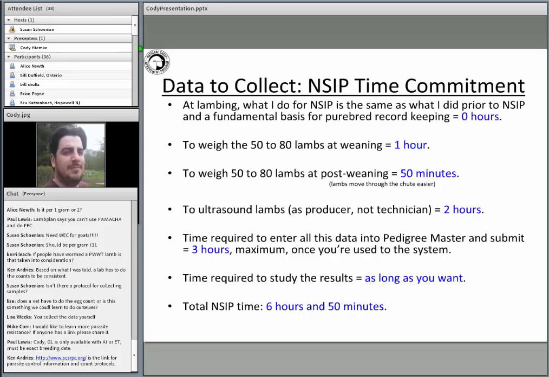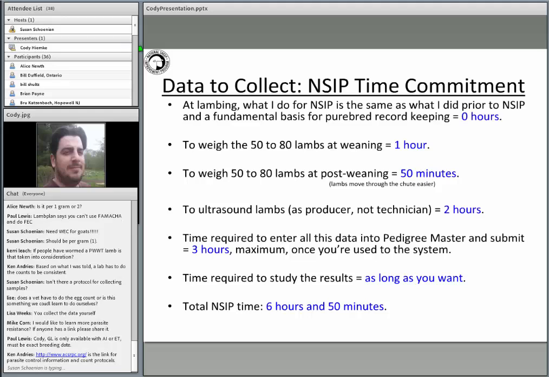To weigh anywhere from 50 to 80 lambs at weaning is going to take me an hour from setup, running the lambs into the corral, weighing them, and being done. And I write that down on a spreadsheet. I bring it up to the house, and I transfer it onto another spreadsheet, which can be uploaded into Pedigree Master. When I take early post-weaning measurements on my lambs, that takes 50 minutes, and I make a note that the lambs go through the chute easier the second or third time around.